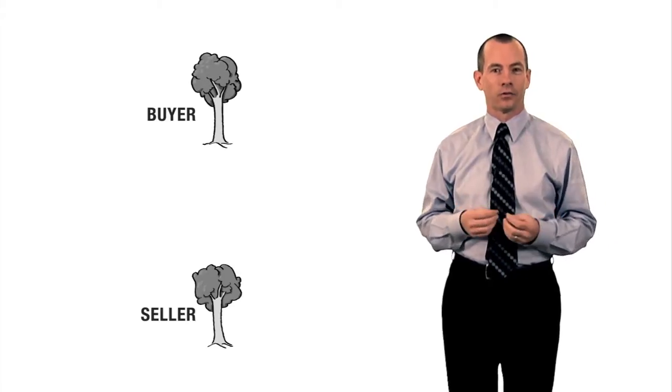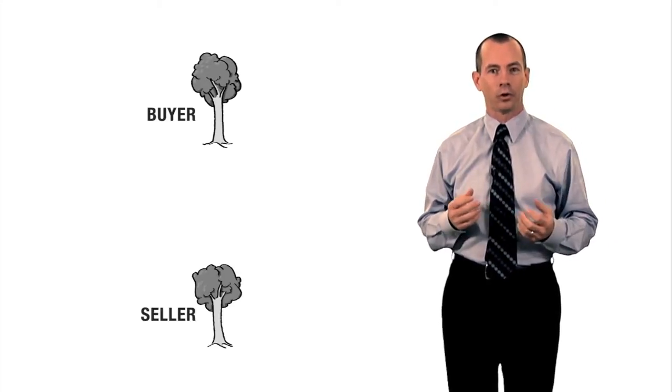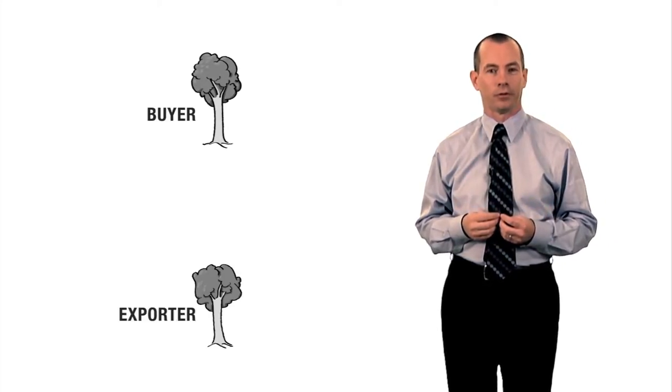As you look at the forest, you'll first notice a clearing. At the top and the bottom of the clearing, you see two trees. We'll call the tree at the top of the clearing the buyer tree. If there's a buyer tree, you can guess the name of the other tree, the seller tree. However, since we're talking about international trade, we'll call our seller tree the exporter tree.